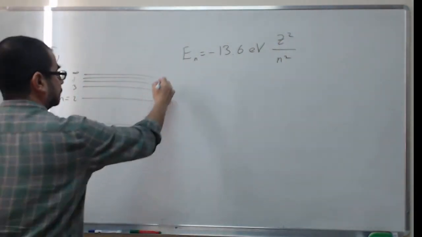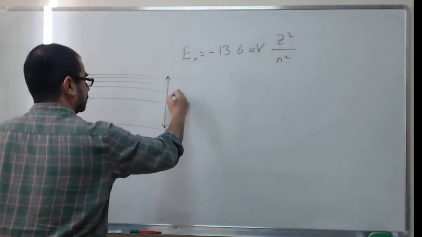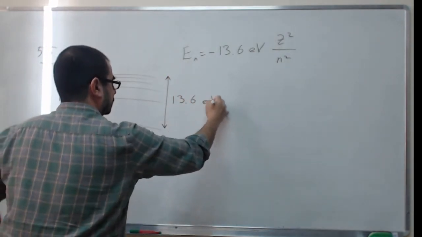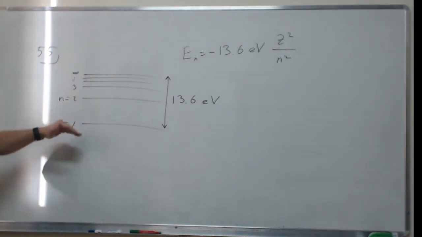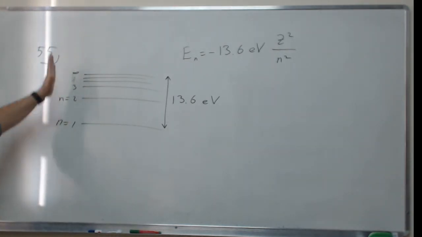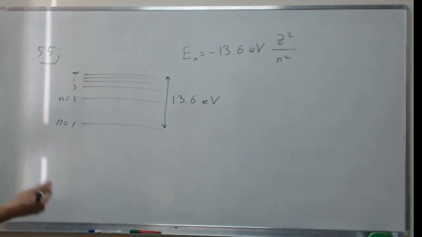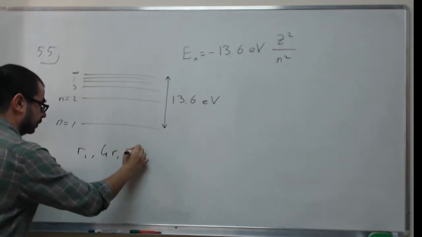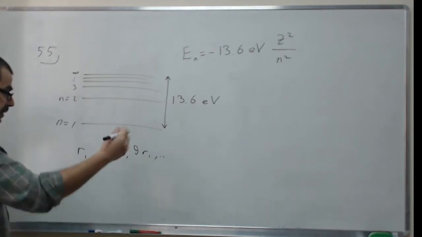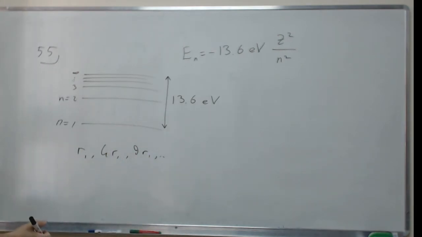So the difference between these energy levels, this thing here, is 13.6 electron volts, the ionization energy for the ground state hydrogen atom. If you solve enough problems, you're just going to memorize that number. One thing I want to emphasize is that this scale is not distance. The vertical coordinate here is not some distance; it's just an energy scale. The distance itself would look like R1, 4R1, 9R1, 16R1, 25R1, and so on.